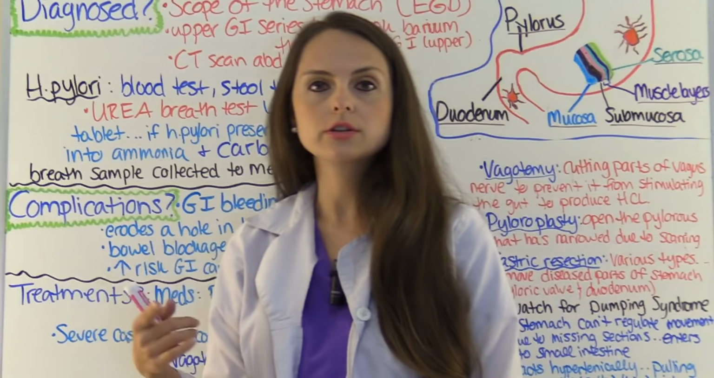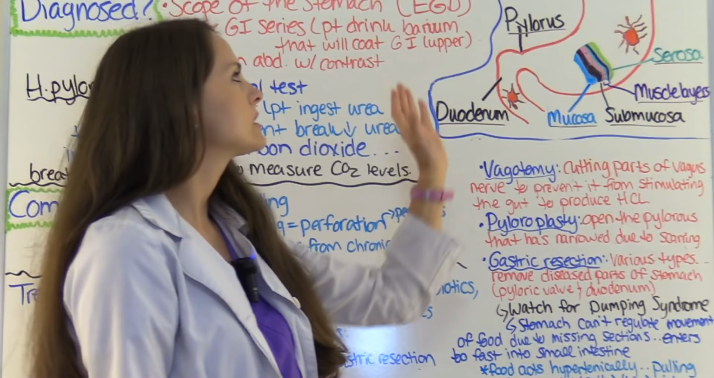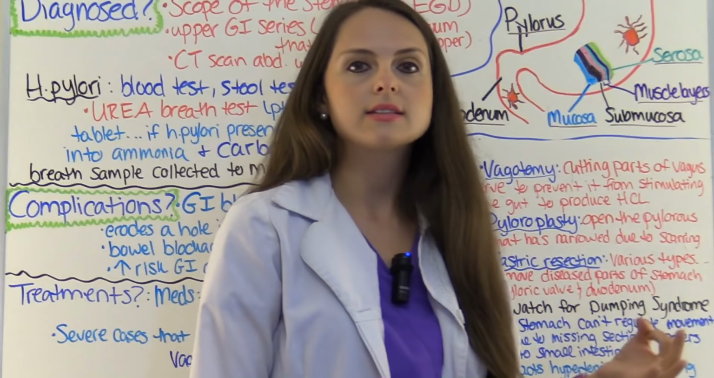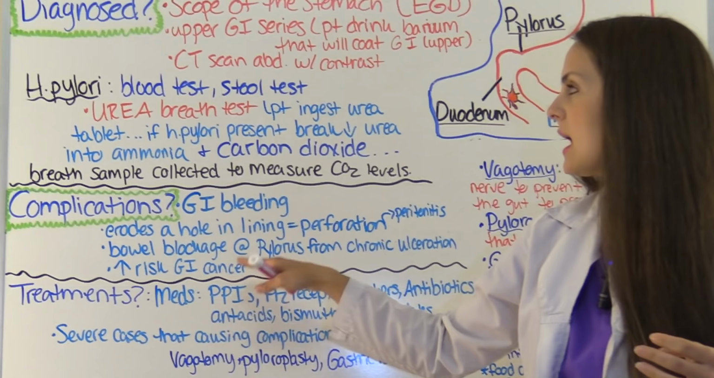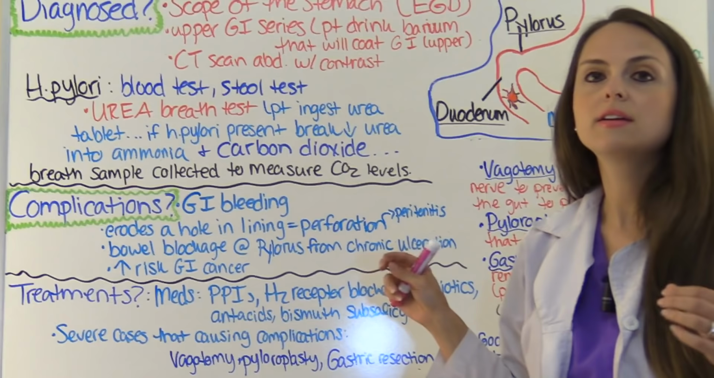So remember, our pylorus was here. It's a little muscular structure that's connected from the stomach to the duodenum. It can become scarred, so nothing will flow through that stomach, and we'll have a bowel obstruction, or I mean bowel blockage. Another thing is that patients with peptic ulcer disease, especially when they get H. pylori, have an increased risk of GI cancer.